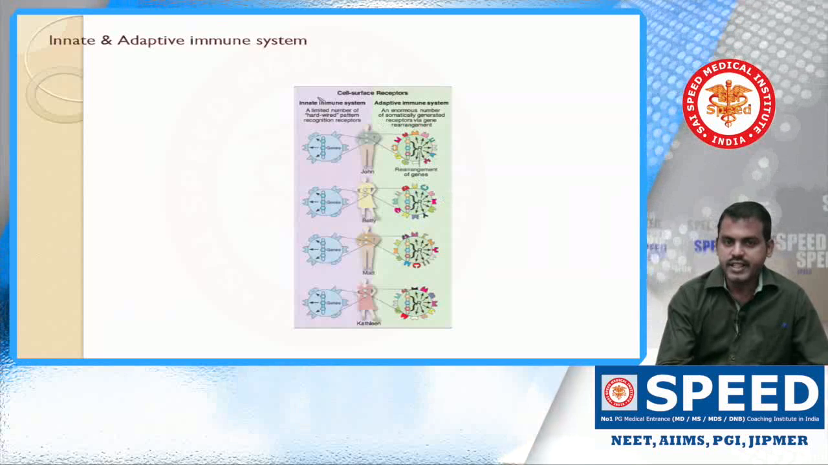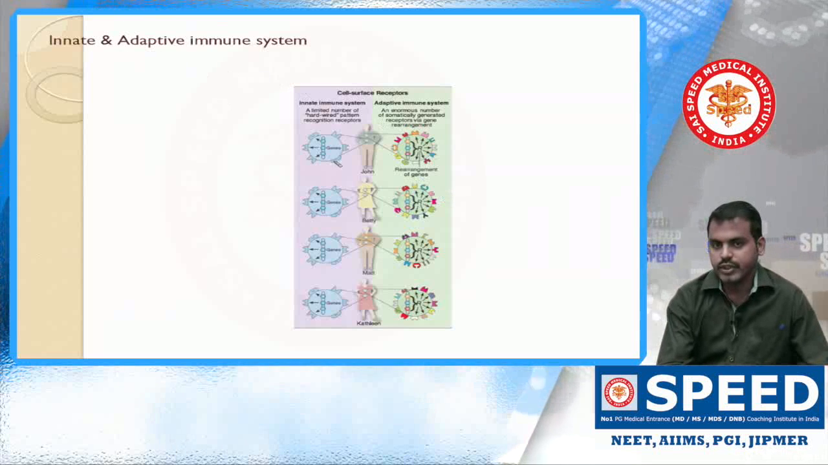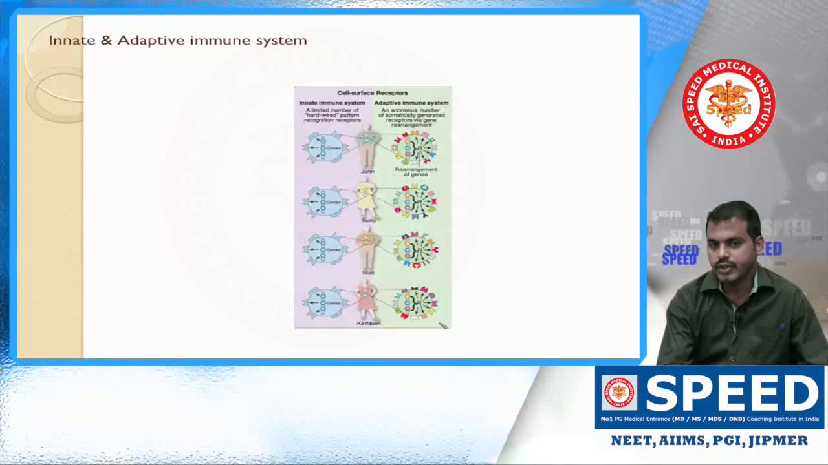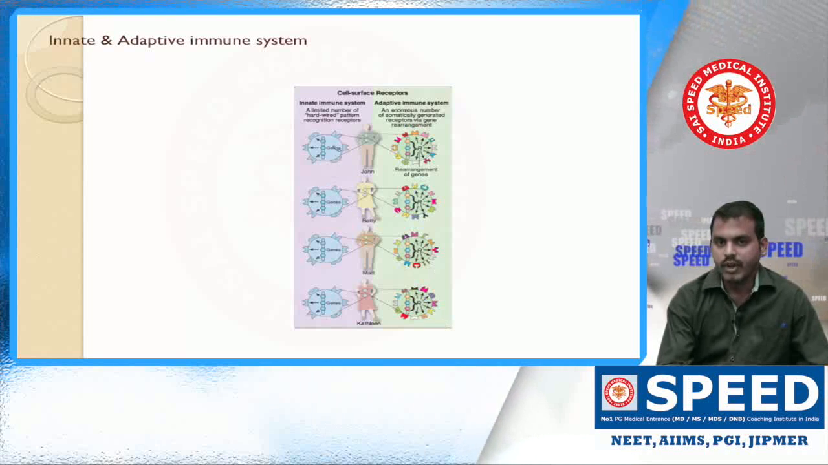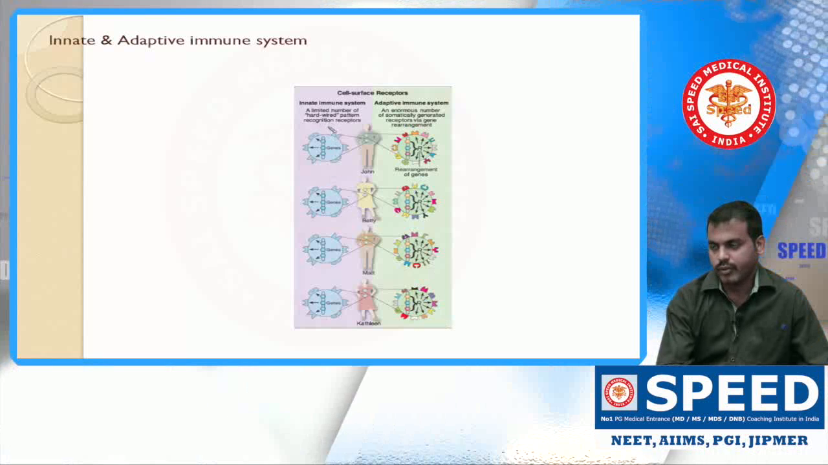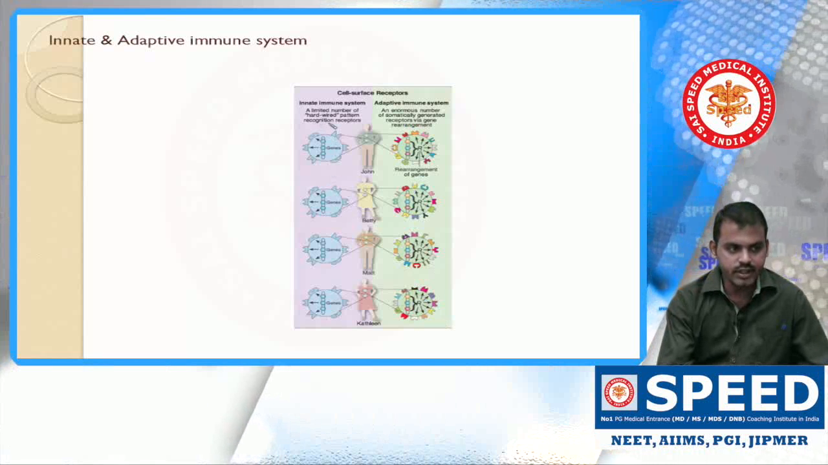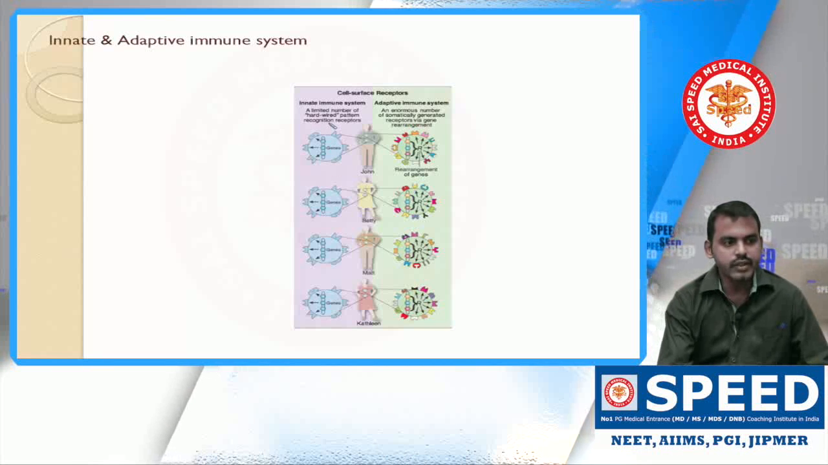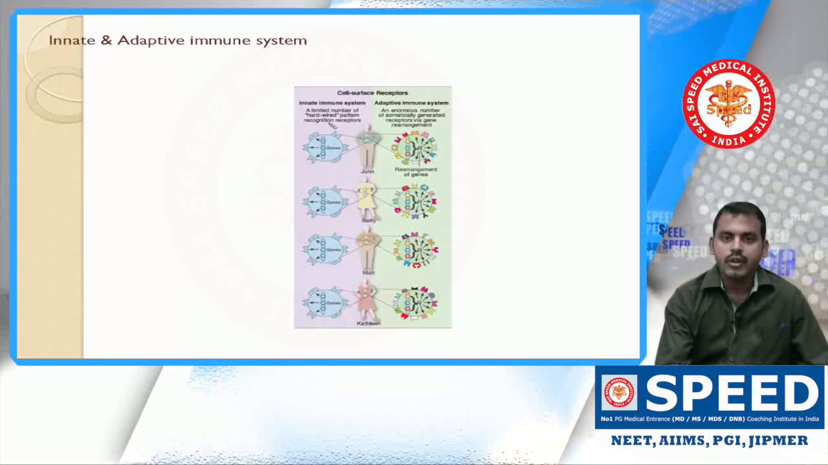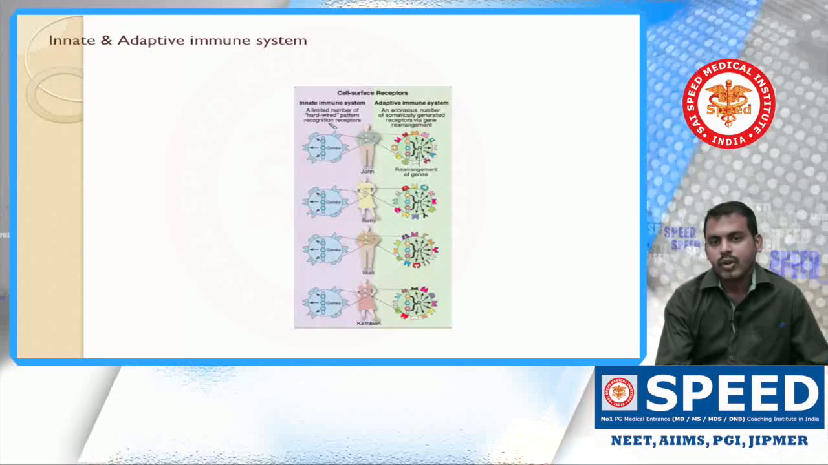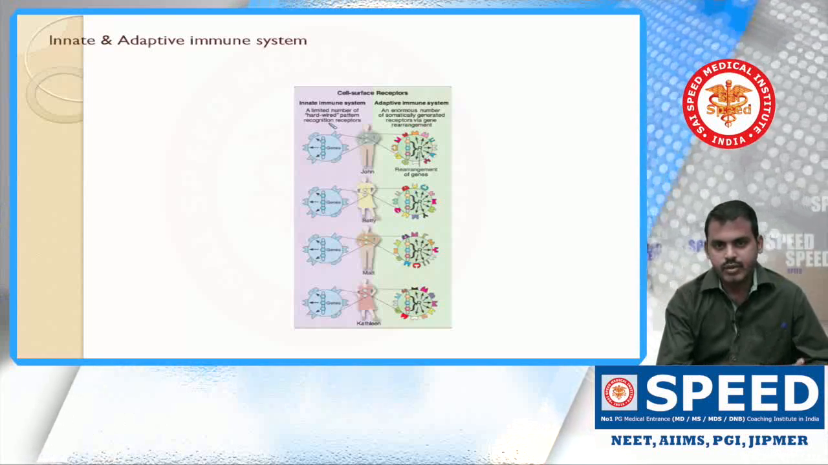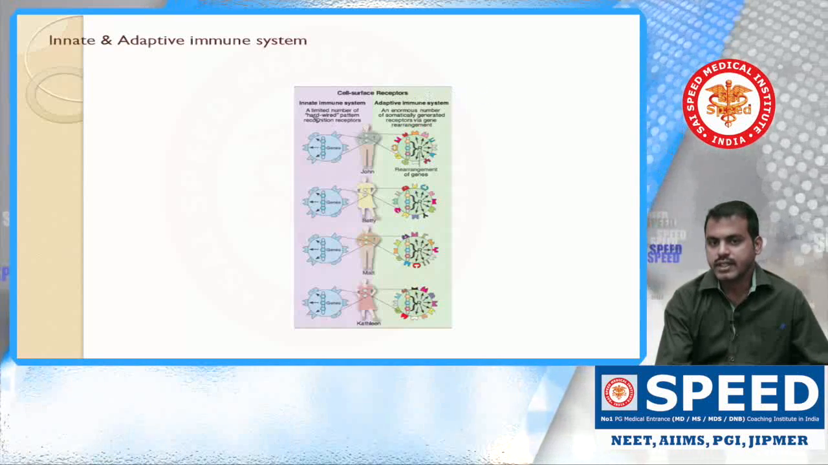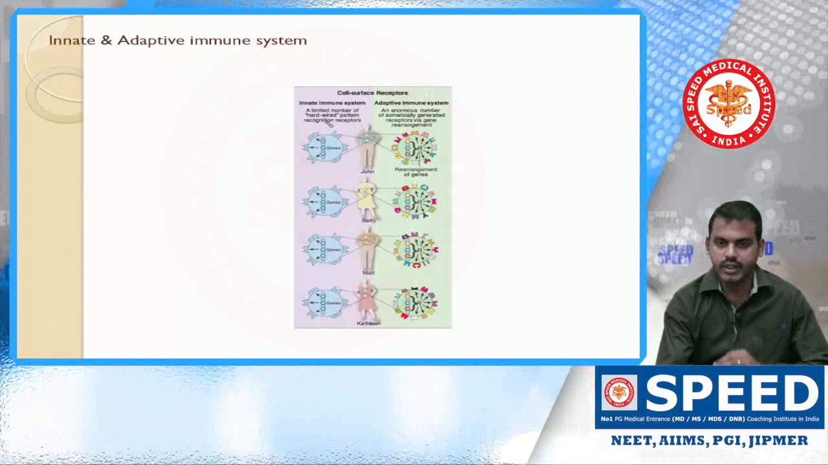This is the basic pattern of the innate and adaptive immune system. This part is the innate immune system, this part is the adaptive immune system. The innate immune system has a limited number of pattern recognition receptors. That means you are born with a set of receptors which will recognize foreign antigens. Antigens beyond these will be taken over by the adaptive immune system. This is hardwired, which means it is present in your genome.